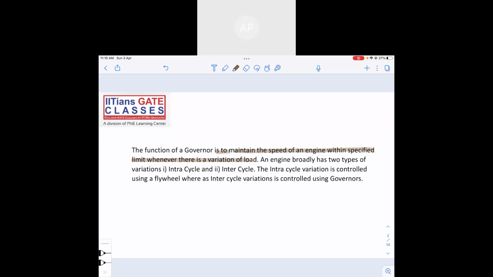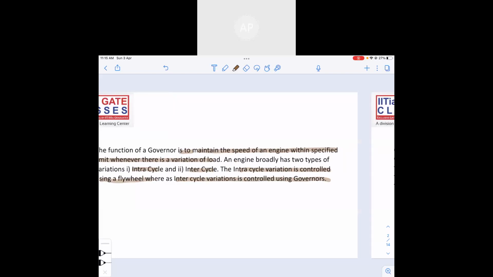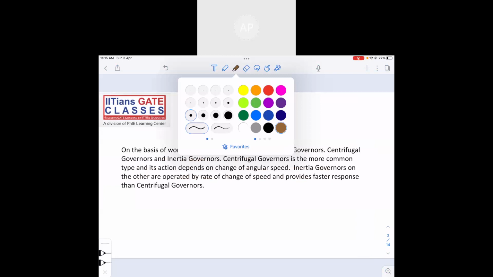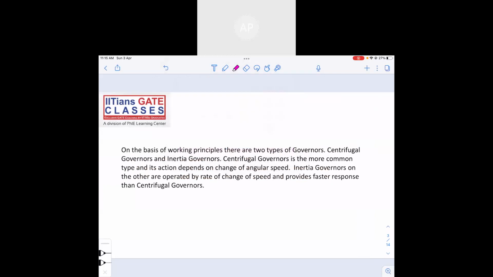Broadly, there are two types of speed variation: intracycle and intercycle. The intracycle variations are controlled by using a flywheel, whereas the intercycle variations are controlled by using governors. This is what we have already seen. Now, on the basis of working principles, there are two types of governors: centrifugal governors and inertia governors.